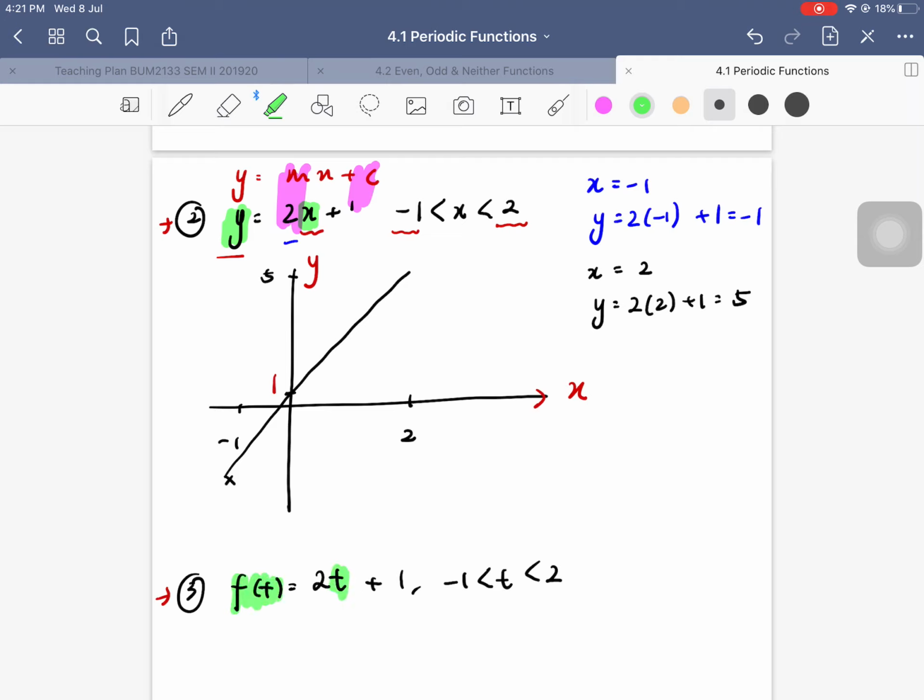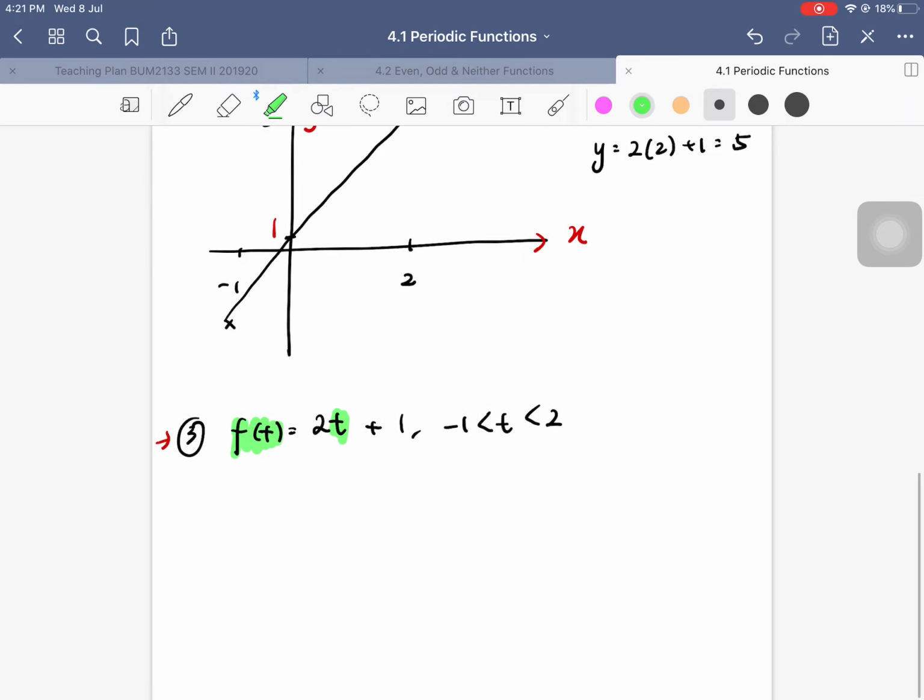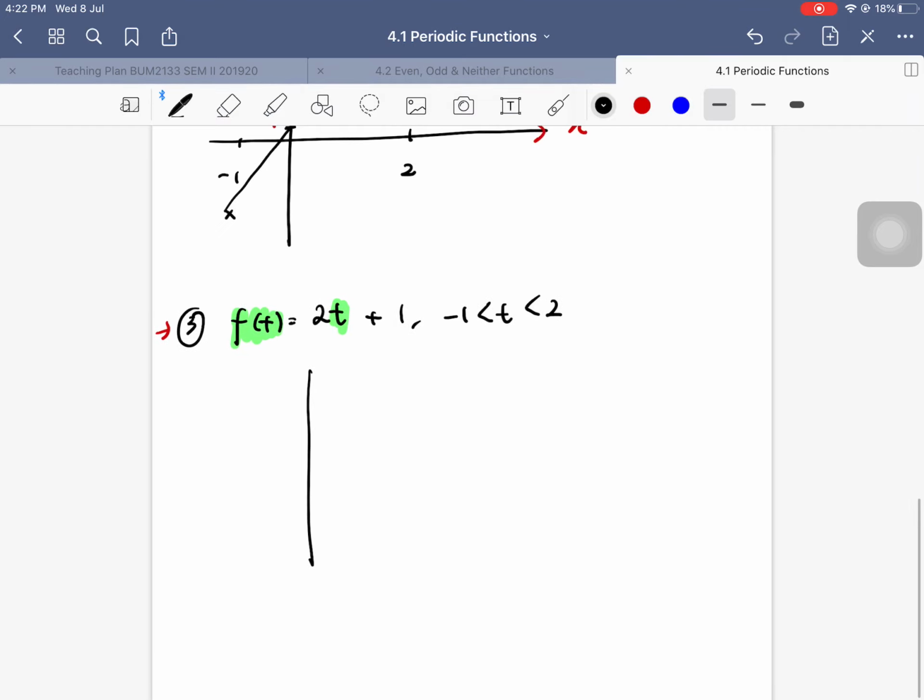So this is what is going to happen in this chapter. I'm no longer going to be using y and x. Everything is going to be in terms of f of t and also t. But don't worry, in terms of the sketching, the idea is still going to be the same. The only difference is now this is going to be t, and this is going to be f of t. But when I sketch the function, it's still going to look like this.